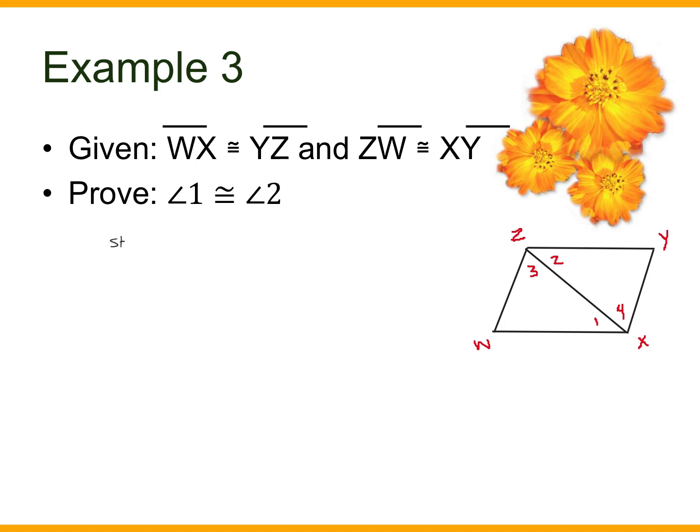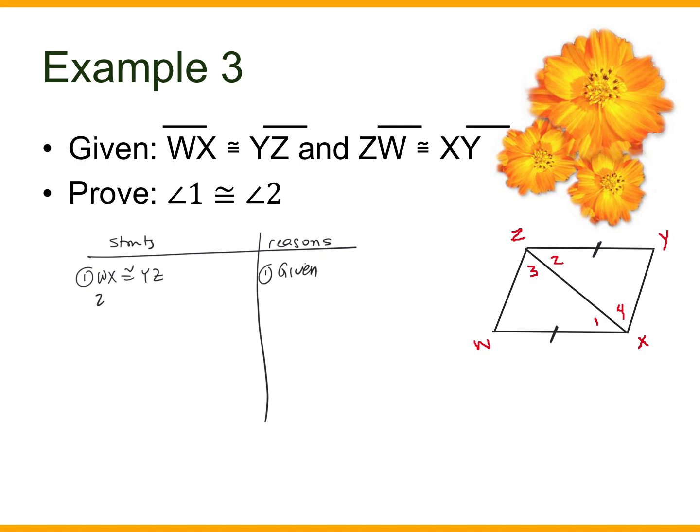Again, we have our statements. We have our reasons. And again, when I look, I'm going to go with my given. They gave me for step 1, WX is congruent to YZ. So I'm going to go to my picture and write that in. So I've got WX here is congruent to YZ here. That's given.